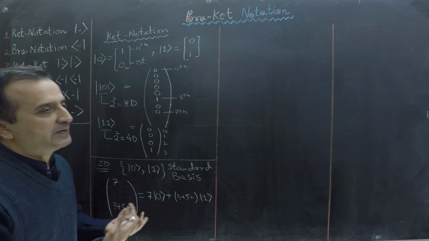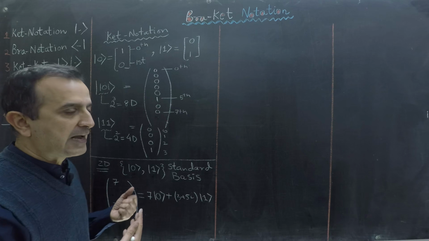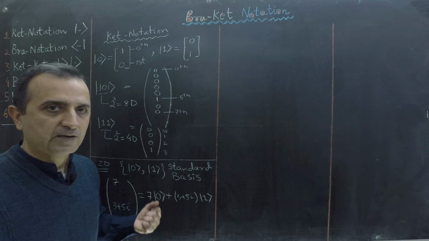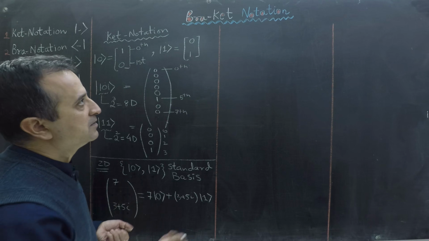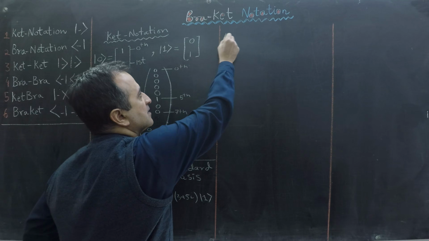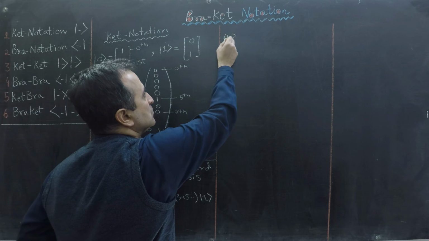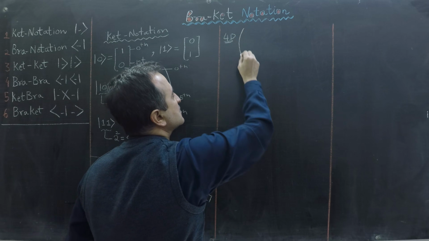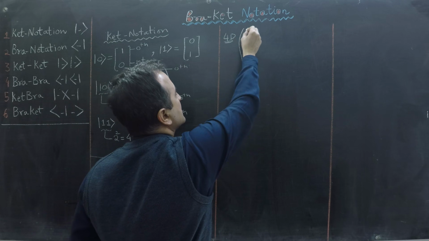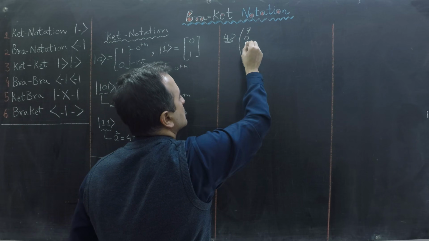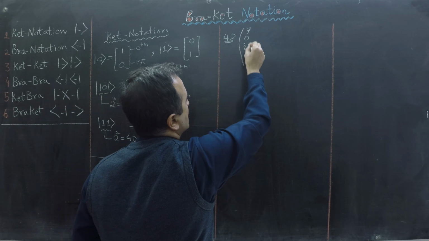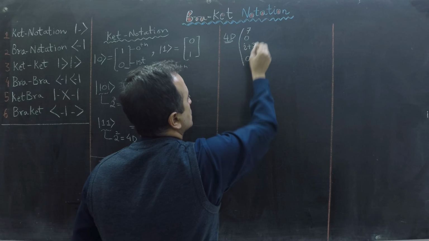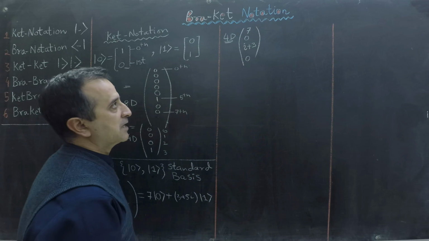Similarly, I can express any vector in any dimension of 2's power using Bra-Ket notation. So let's write one vector in 4 dimension using Ket notation. So I have to express vector 7, 0, iota plus 3, 0 using Ket notation.